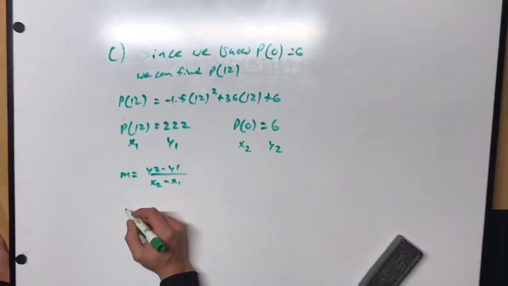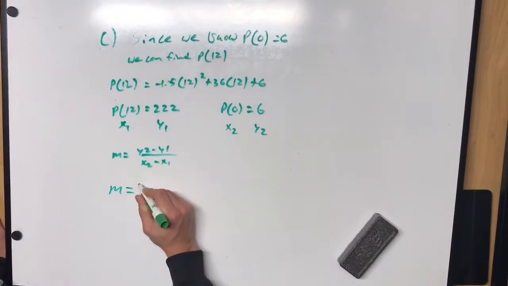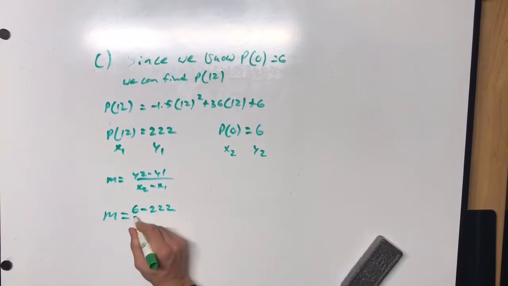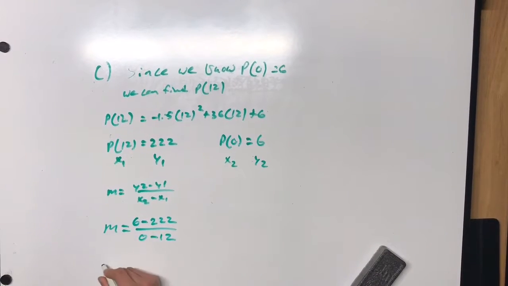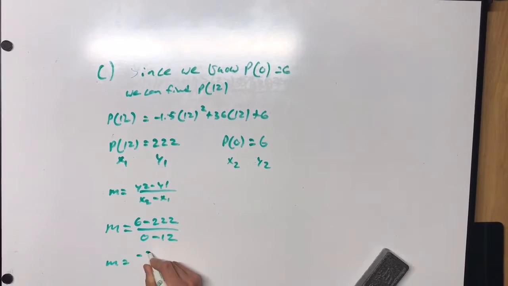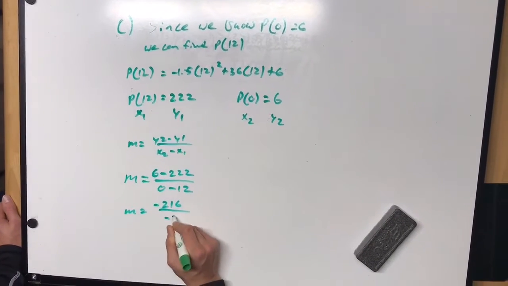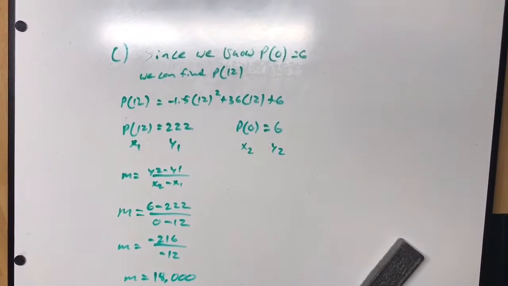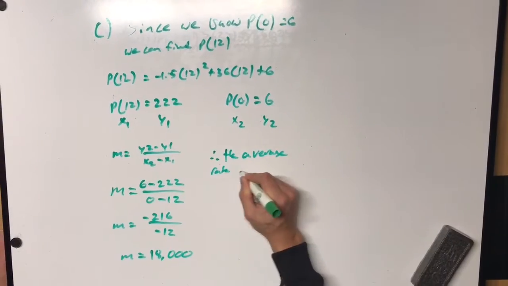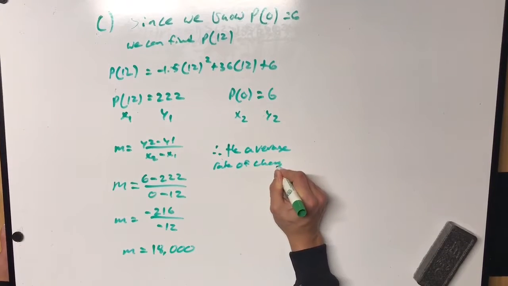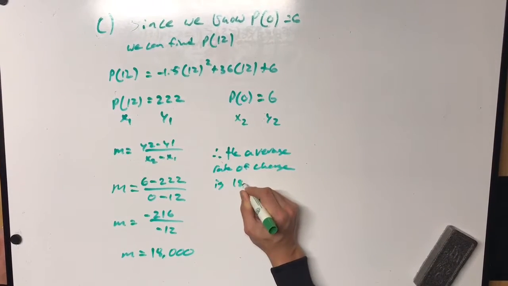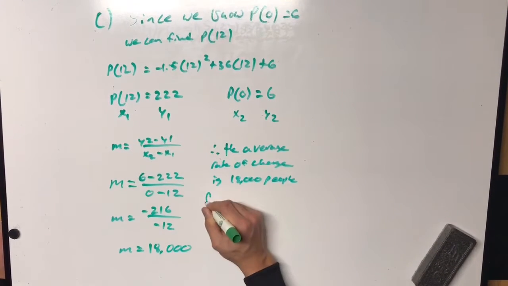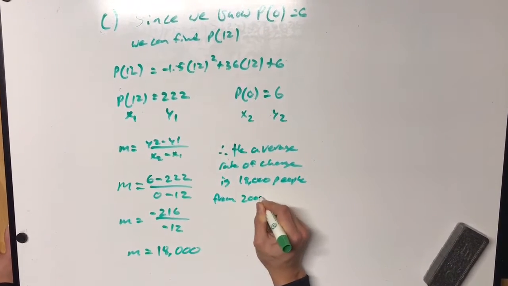So you know the slope formula, m is equal to y2 minus y1 over x2 minus x1. So 6 minus 222 over 0 minus 12. M would now be equal to negative 216 over negative 12. M is equal to 18,000. So like question A, we will need to use a therefore statement in order to get full marks. So therefore, the average rate of change from 2000 to 2012 is 18,000 people a year.